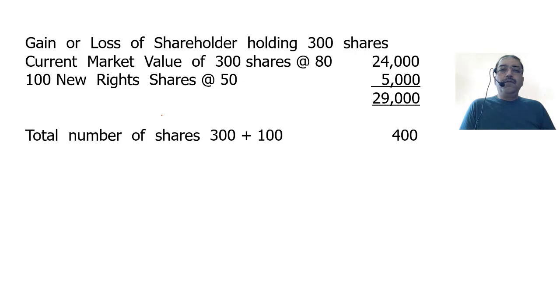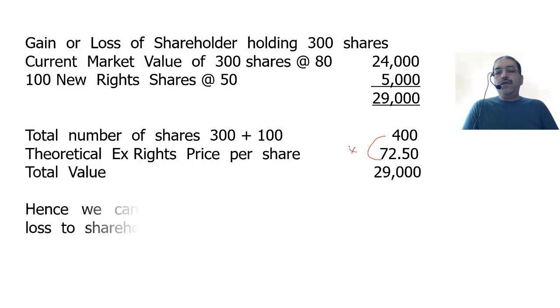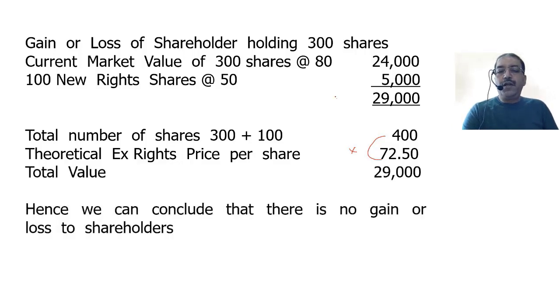What is the theoretical ex-rights price? Post rights 72.5. 400 into 72.5, these two you have to multiply. Total value is 29,000. Here also it is 29,000. There is no profit, no loss. So we can conclude that there is no gain or loss to the shareholders.